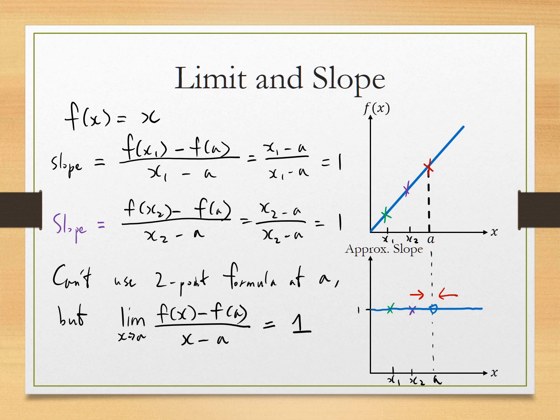Now here's the point where the insight comes in. This is actually the definition of the derivative. This is the definition of derivative, the limit of the two-point formula. The derivative helps us to find slope because the derivative is the limit of the two-point formula. Right.